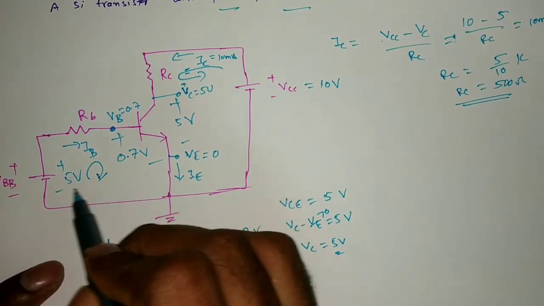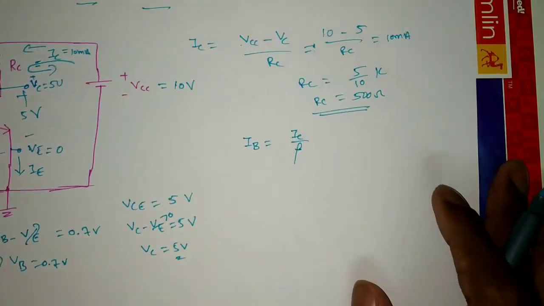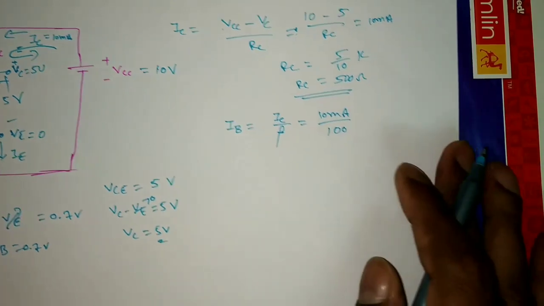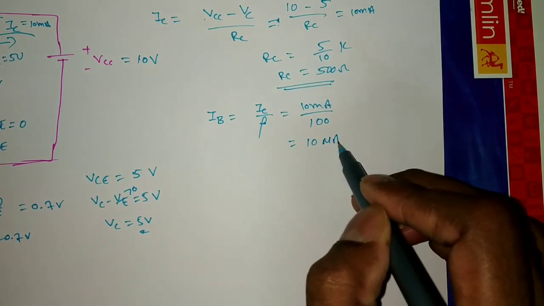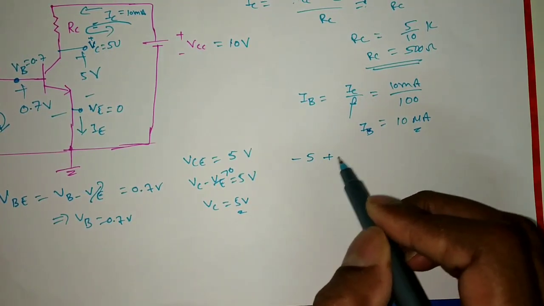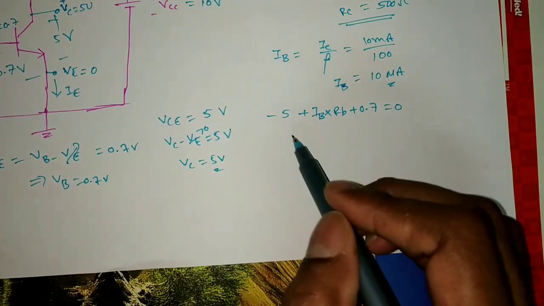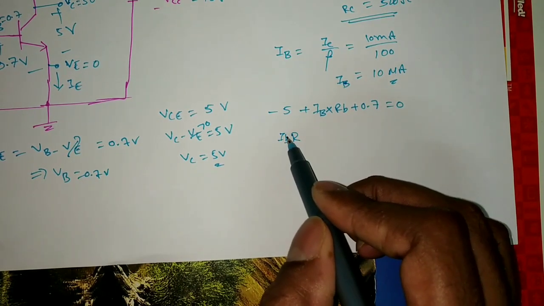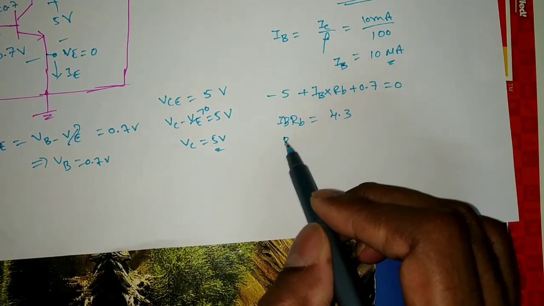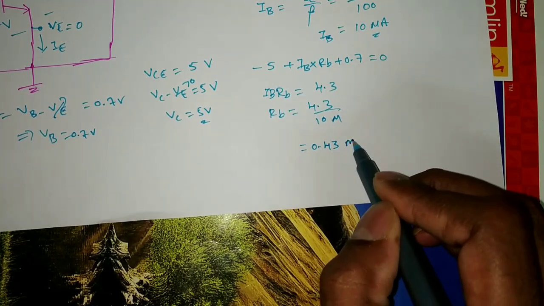Similarly, we can find RB like this. But before that, what is IB? IC by beta, because IC is equal to beta times IB. IC is given 10 milli, and beta is given 100, so this will be 10 microamperes. This is IB. Again, if I apply KVL: minus 5 volt plus IB into RB plus 0.7 is equal to 0. So IB RB is equal to 4.3. IB is 10 micro, so RB is equal to 4.3 by 10 micro, so this will be 0.43 mega ohms.